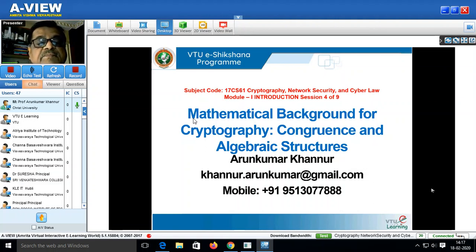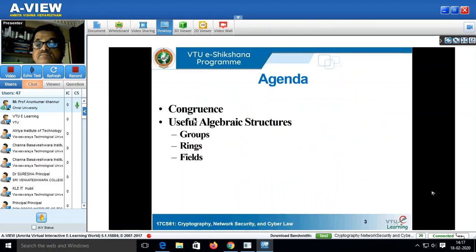Hello all. Today we are going to discuss the mathematical background for cryptography. In this one, we are covering the concepts of congruence and algebraic structures. The agenda for discussion is congruence. Then after that, we cover useful algebraic structures, namely groups, rings, and fields.